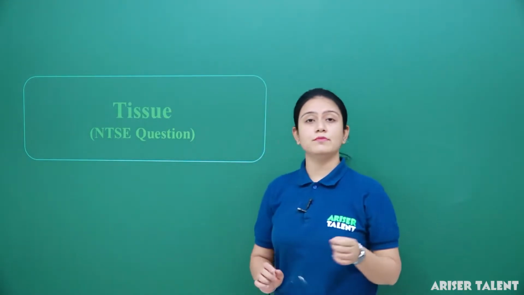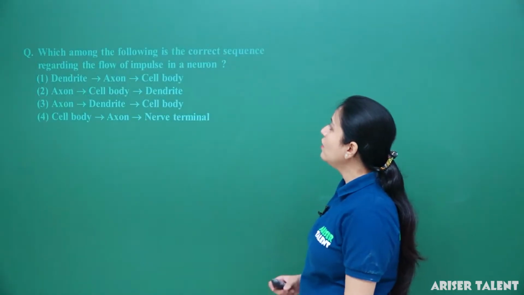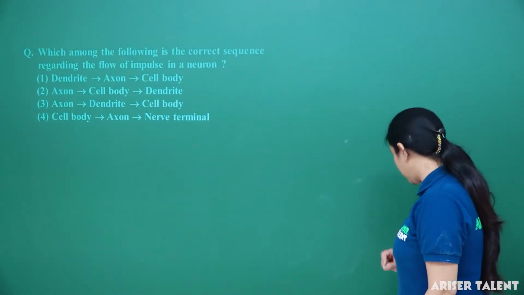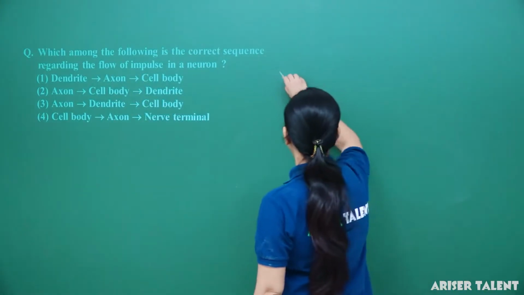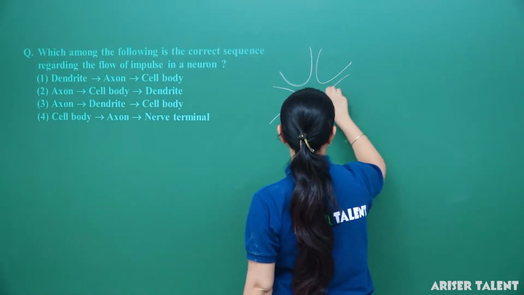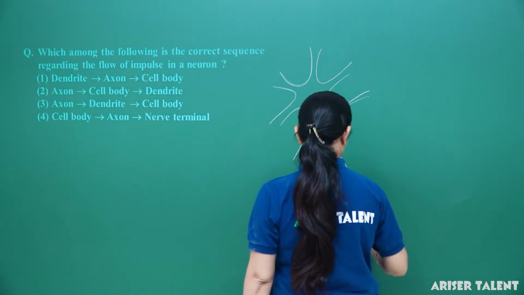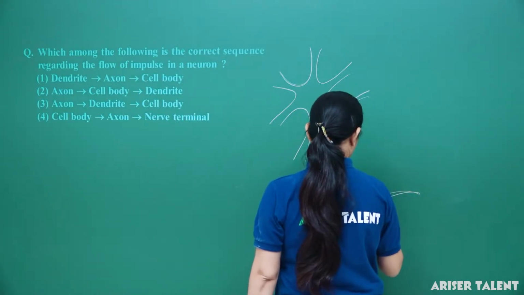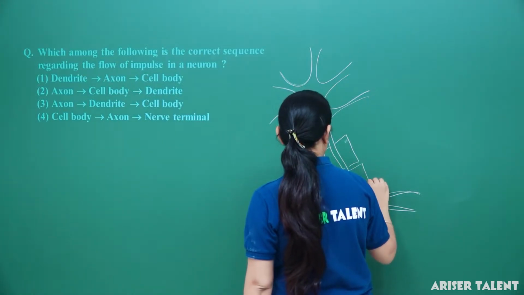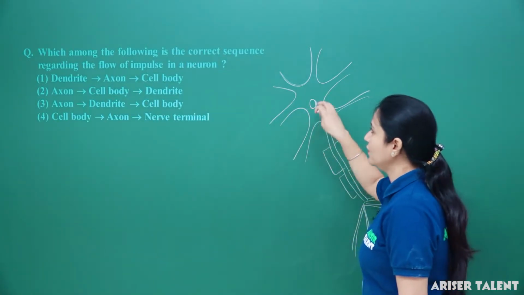Now we are going to discuss important questions of NTSE Stage 2 of chapter Tissue. So here we go. Which among the following is the correct sequence regarding the flow of impulse in a neuron? We all know this is the structure of a neuron. Okay, so this is a rough diagram of a neuron.